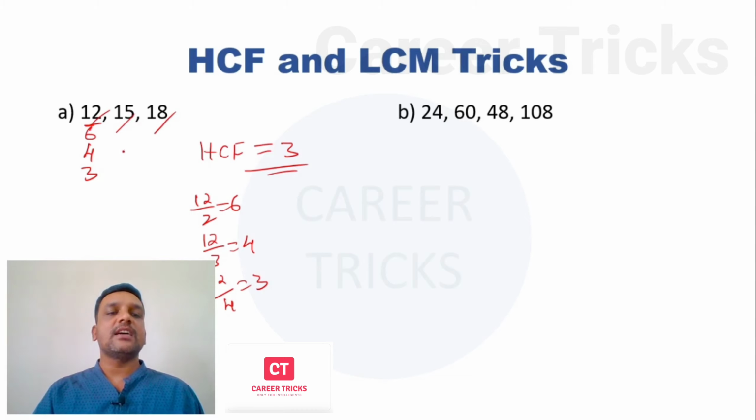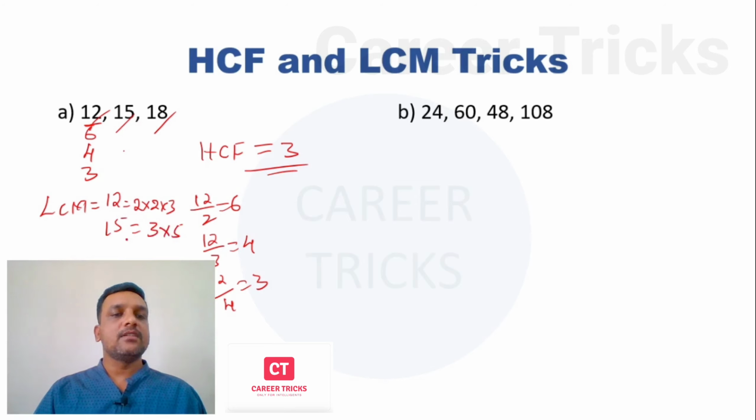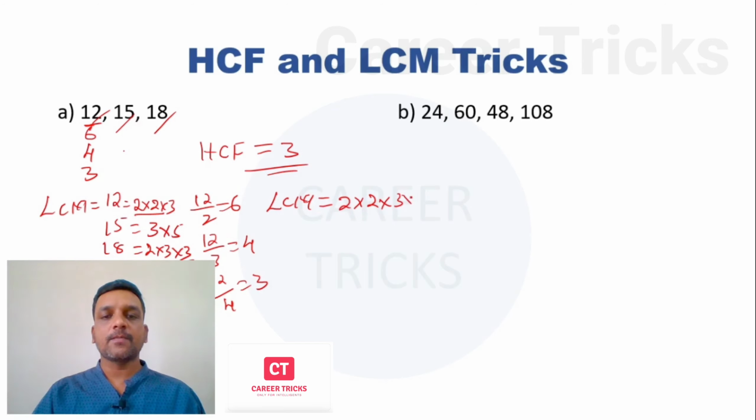Now next I am checking with the LCM factors. When I am checking with the LCM factors, I will check with the factors of 12. What are the factors of 12? 2 into 2 into 3. Next, the factors of 15 are 3 into 5. Then the factors of 18 are 2 into 3 into 3. Then we'll check the common multiplier. When I am going with the LCM, what are the common multipliers here? 2 appears 2 times, so I will take 2 into 2. After that, 3 into 3, 2 times are there.